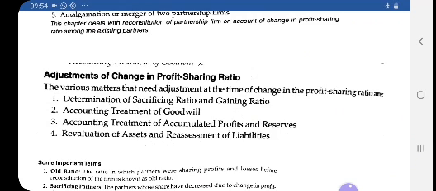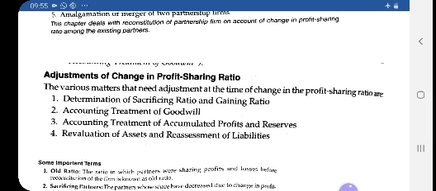Suppose there are three partners, A, B, and C. A and B are sacrificing partners and C is a gaining partner. Then what will be the entry? C's capital account debit to A's capital account and B's capital account, and you individually calculate the proportion to be compensated, and then you pass the entry. This way you have to do the adjustment of goodwill.